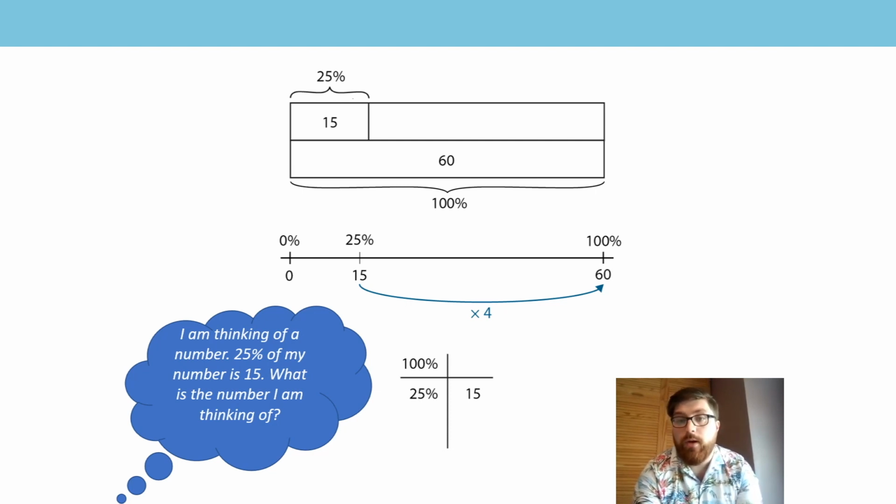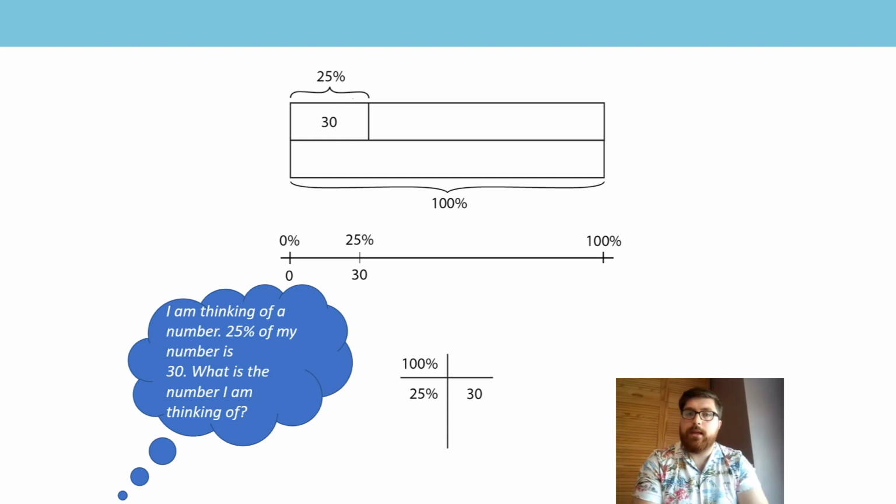And again, we can represent that on our ratio table. We should be quite good at representing things on a ratio table now. So we know that 25% of our whole is 15. So 100% of our whole would be 60. Okay, so 3 different ways of representing the same problem.